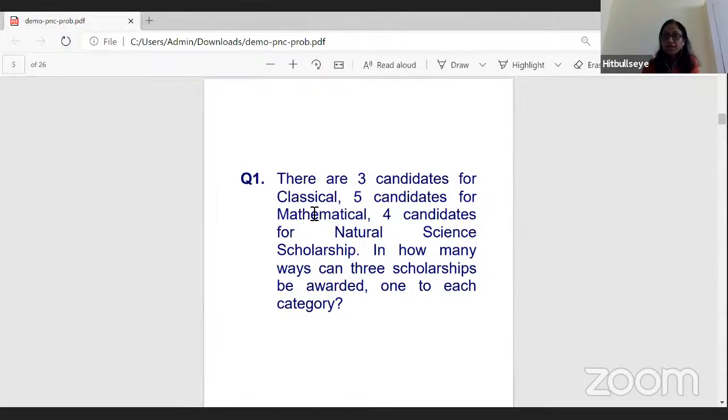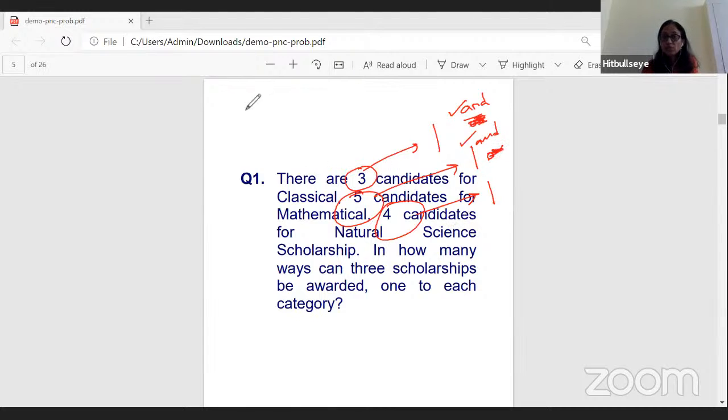The logic is that out of these three, one student will be selected for a scholarship. Out of these five, one student will be selected for scholarship. Out of these four, one student will be selected for scholarship. Now, is there an or kind of a situation between them or an and kind of a situation between them? Of course, it's not or, it is and. Whenever it is and, you always multiply the options.